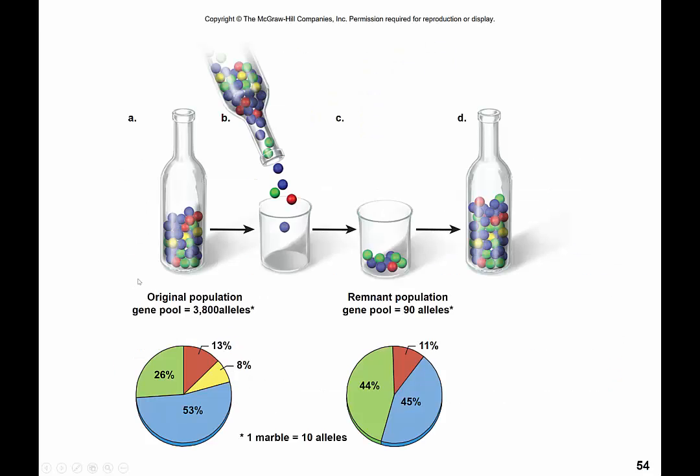So an example of the bottleneck effect: if we have these different marbles representing different allele frequencies, through a natural disaster or human interference, there's only a small portion of these individuals within that population that survive. Then we see how these allele frequencies change. And in this example, we have one marble representing 10 alleles. So notice here how beforehand we had these yellow marbles representing 8% of the total alleles. And if none of those made it through, they're not even represented in the second example. And we can see how proportions of the red, green, and blue alleles have significantly changed.